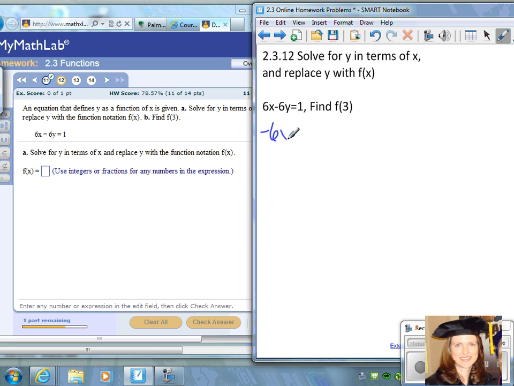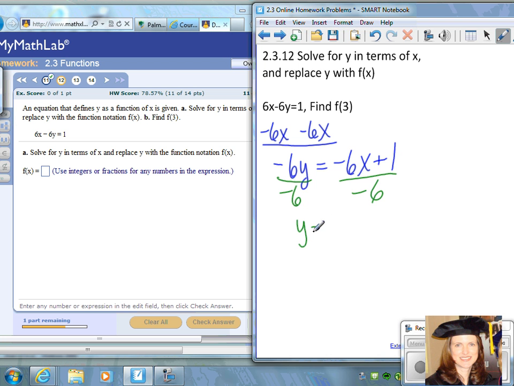If we subtract 6x from both sides of the original equation, we get negative 6y equals negative 6x plus 1. We divide both sides by negative 6 and simplify the results. Y is equal to negative 6 divided by negative 6 is 1x, or just x. And then 1 divided by negative 6 is minus 1 over 6. Then we replace the y with the function notation, f of x equals x minus 1 over 6.